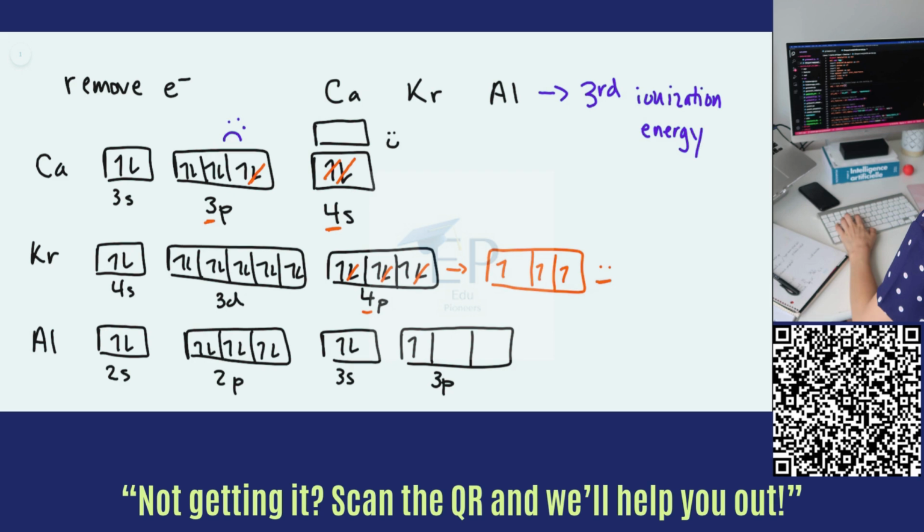But let's see if aluminum can do a little better. So for aluminum, we'd start by removing the 1 in the 3p. So far so good. Then the next two that would come out would be in the 3s. For aluminum, this would then create 2 completely empty subshells, which is good. And it would also leave aluminum with 2 completely full subshells, which is another good thing. So for aluminum, this seems to be the most favorable.